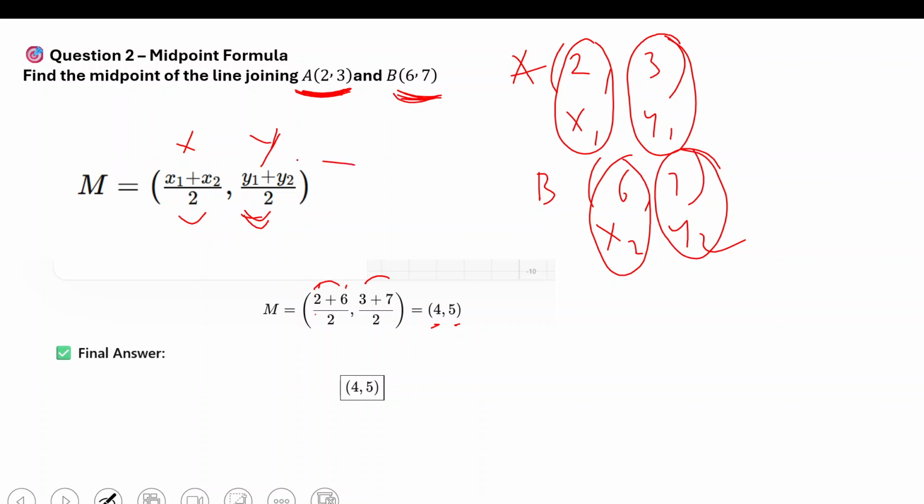So just know this formula. This formula is what is used to get the midpoint of 2 points. And the midpoint actually is also another coordinate. All right.